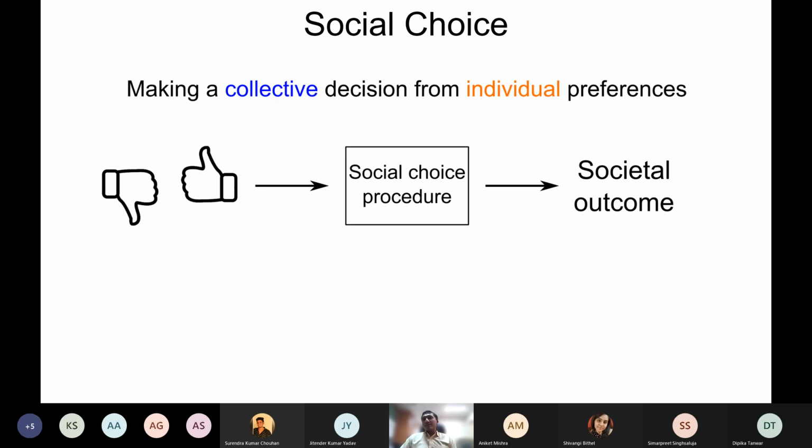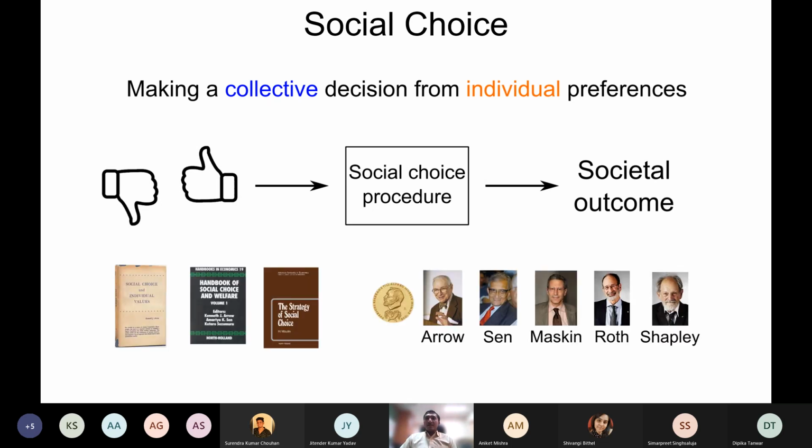And given how fundamental this problem is, it should not come as a surprise to anybody that this area has been studied for a long, long time. Okay, so there have been many books written on the topic, and several Nobel Prizes have been given for contributions in social choice. This is a very impactful and very celebrated area of research. And in fact, we will hear some of these names again in the forthcoming lectures.